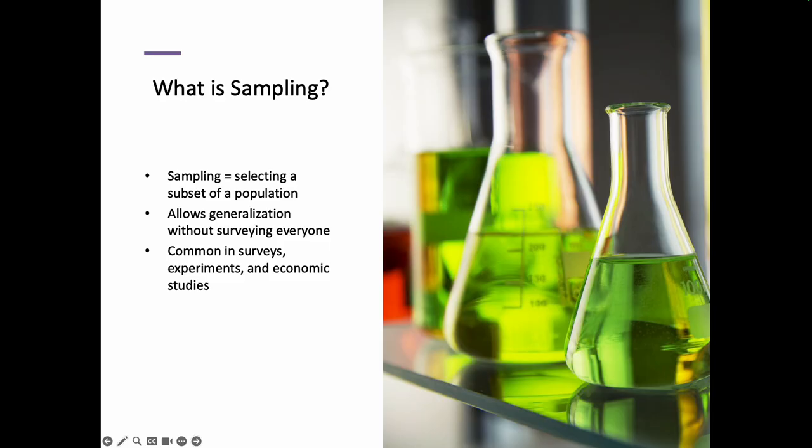Let's start with sampling. In most cases, it is impossible or impractical to collect data from every single member of a population. Sampling involves selecting a subset of the population to represent the whole. This allows us to make generalizations about the entire population without having to survey or study everyone. Sampling is widely used in surveys, experiments, and various economic studies.